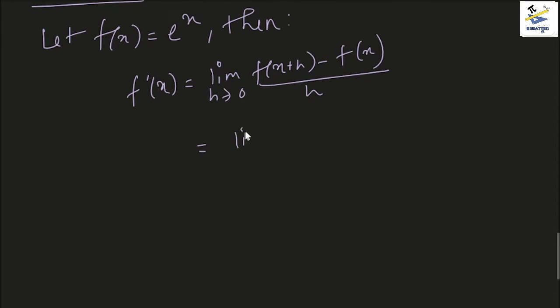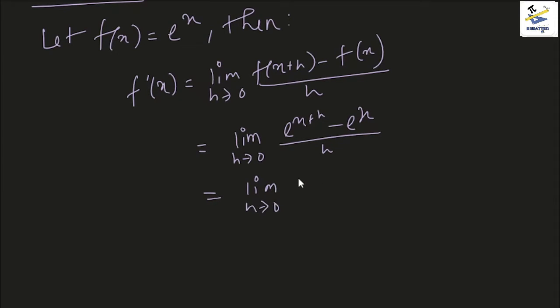Okay, so this tells us limit h tends to 0 of e to the power x plus h, because f of x is e to the power x. So f of x plus h would be e to the power x plus h, minus e to the power x, whole divided by h. Using the law of indices, we can write this as e to the power x into e to the power h minus e to the power x, whole divided by h. Now we can take e to the power x common as the limiting variable is h, so e to the power x is basically a constant here.